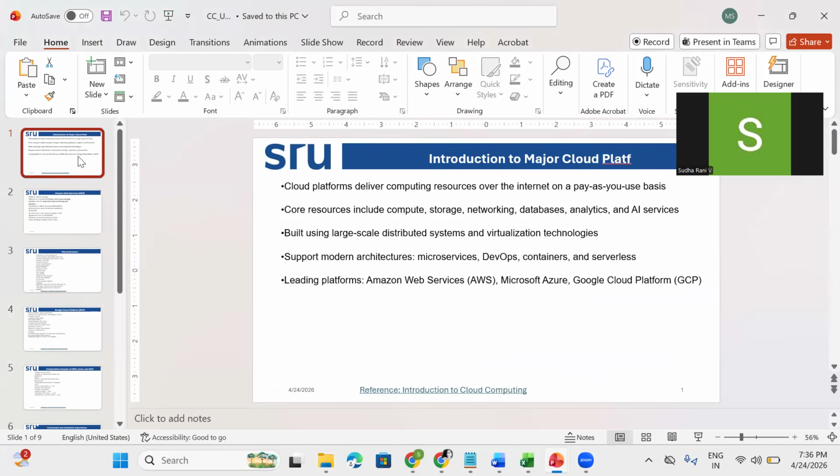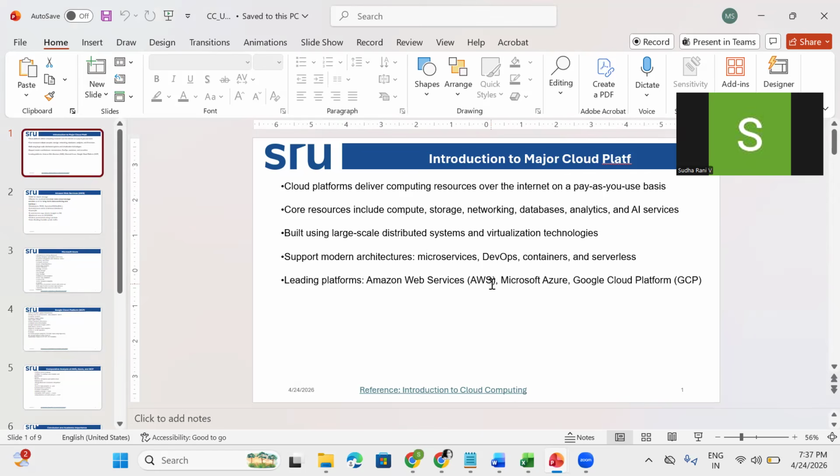Okay. So, let us discuss the major cloud platforms. Many people may have the doubt: what are the common or major cloud platforms which we are using nowadays, how to use them, and what is the cost of the platforms we are using nowadays? Here are some major platforms which we are using today.